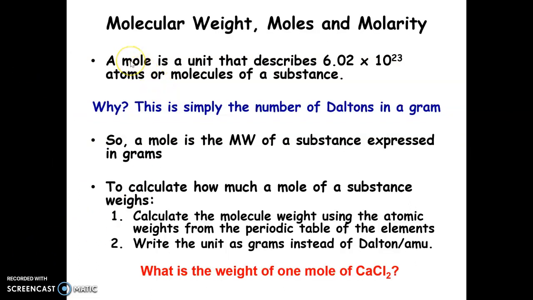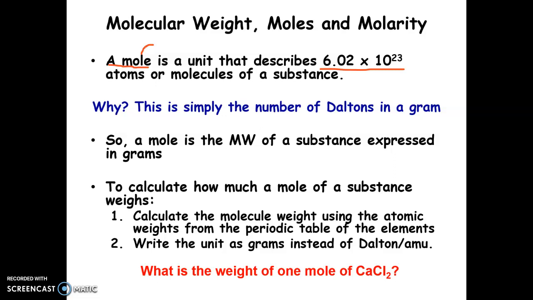Next, we're gonna do molar weight. So the term molar weight is, instead of looking at the weight of a molecule, we're looking at how much 1 mole of a certain molecule weighs. So the unit mole is 6 times 10 to the 23rd. So that's that many. So when we talk about a mole of water, we are talking about 6 times 10 to the 23rd molecules of water.